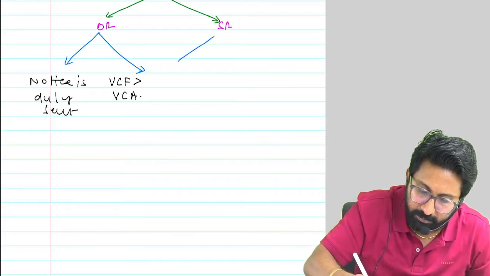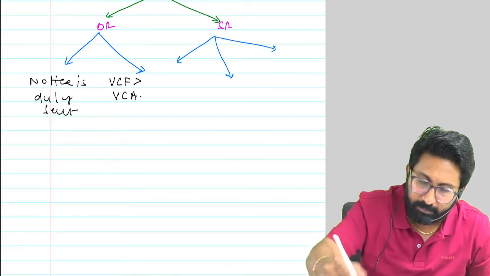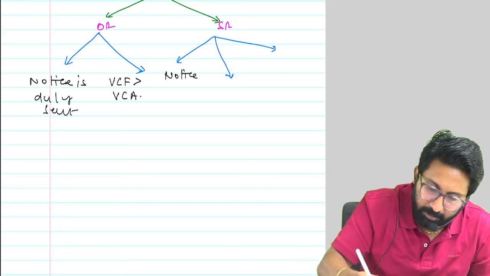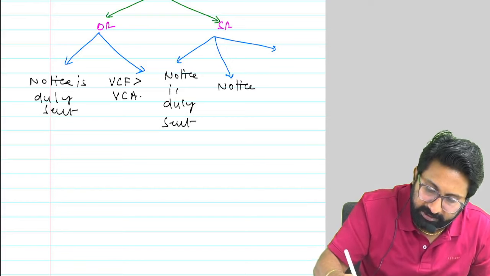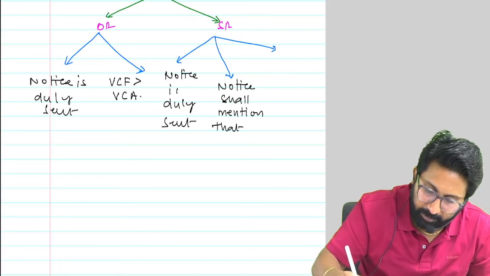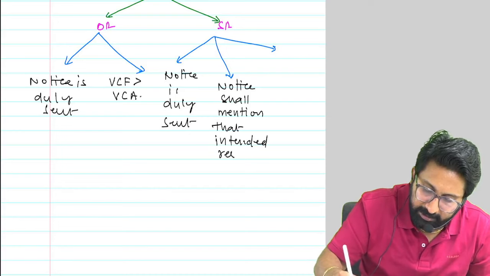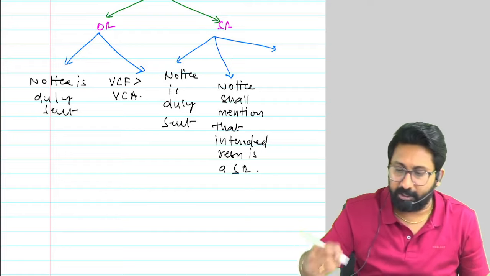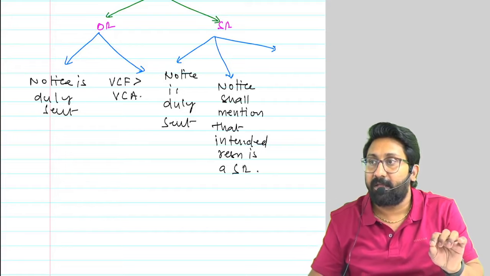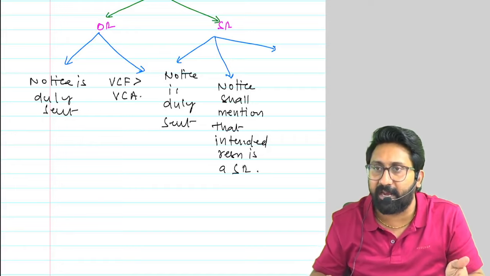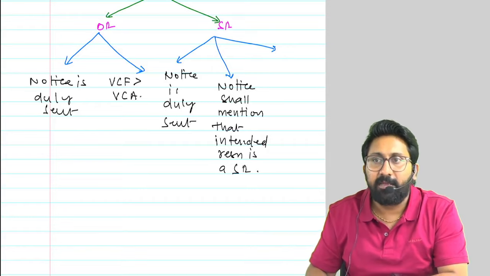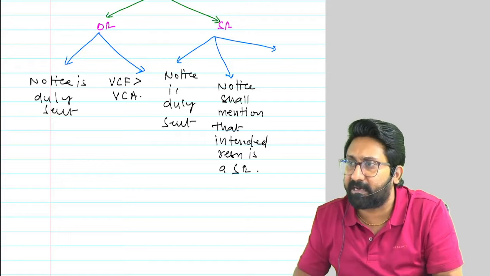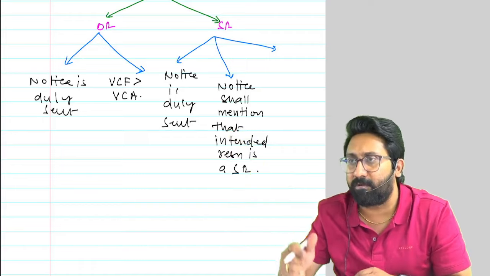Special resolution: 3 conditions will be there. Condition one, first one is same: notice is duly sent. Second, notice shall mention that the intended resolution is a special resolution. Means you should tell the shareholders clearly. Don't sleep at home. Please come to the meeting. Some important discussions are going on. Intimate them clearly that a special resolution will be passed for special matters, or else how will they know?